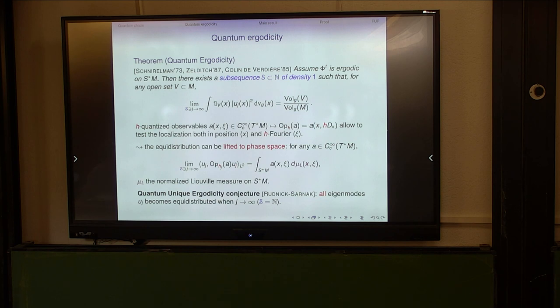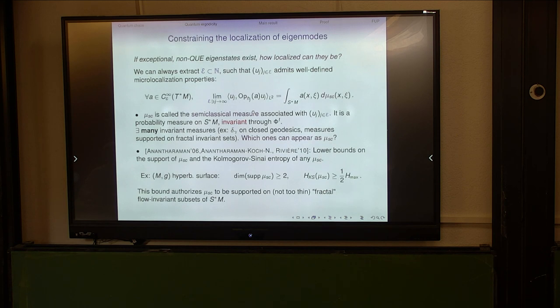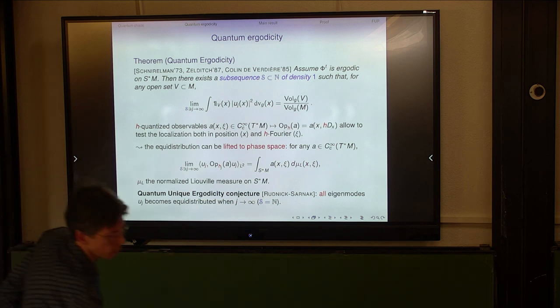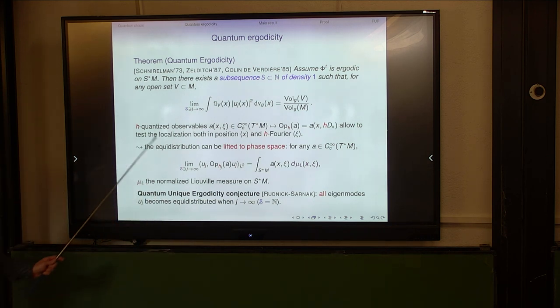if you fix an open set V on the base manifold, and you weight it by the squared eigenmodes, then this converges to the volume of this open set in the weak sense. This means that at the macroscopic scale, the eigenmodes in this subsequence become flatter and flatter.